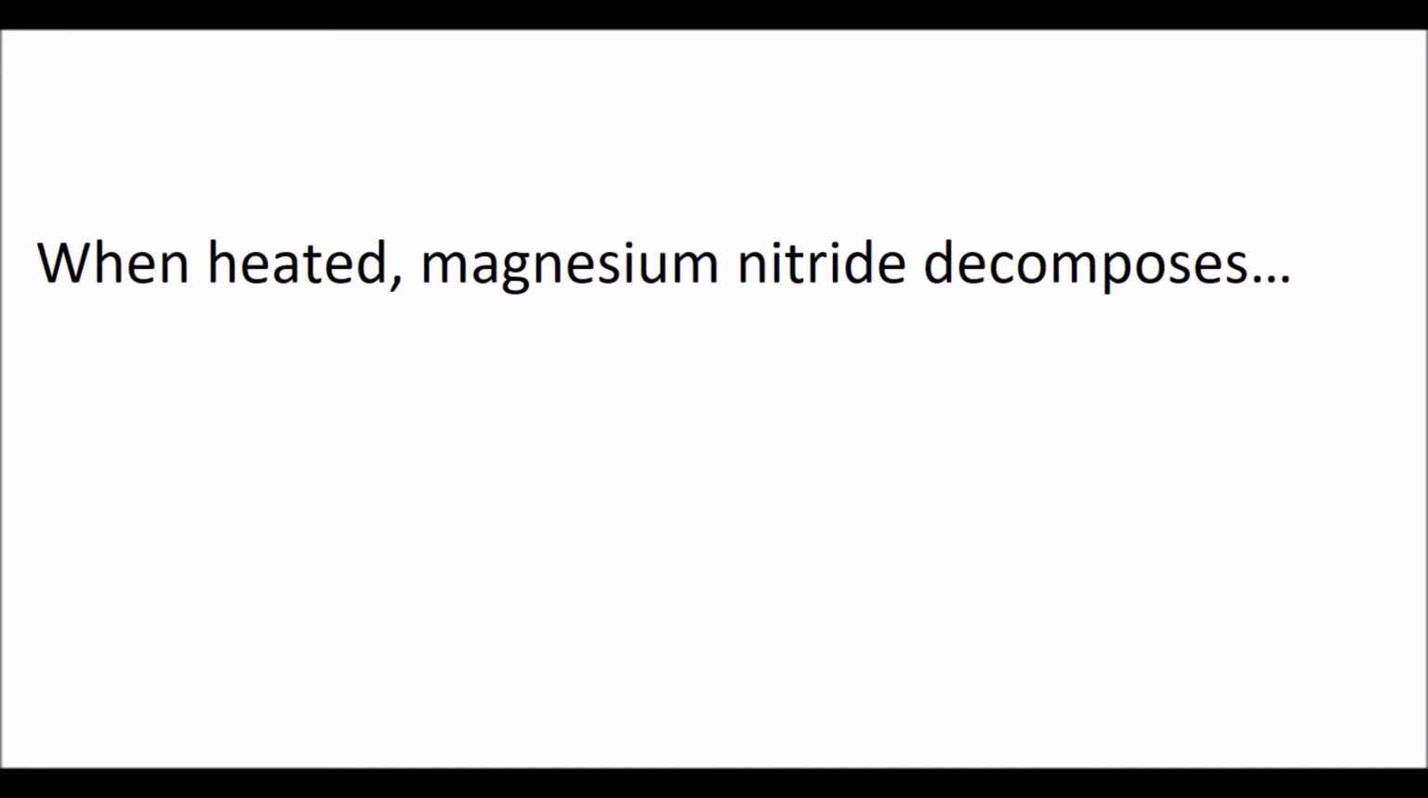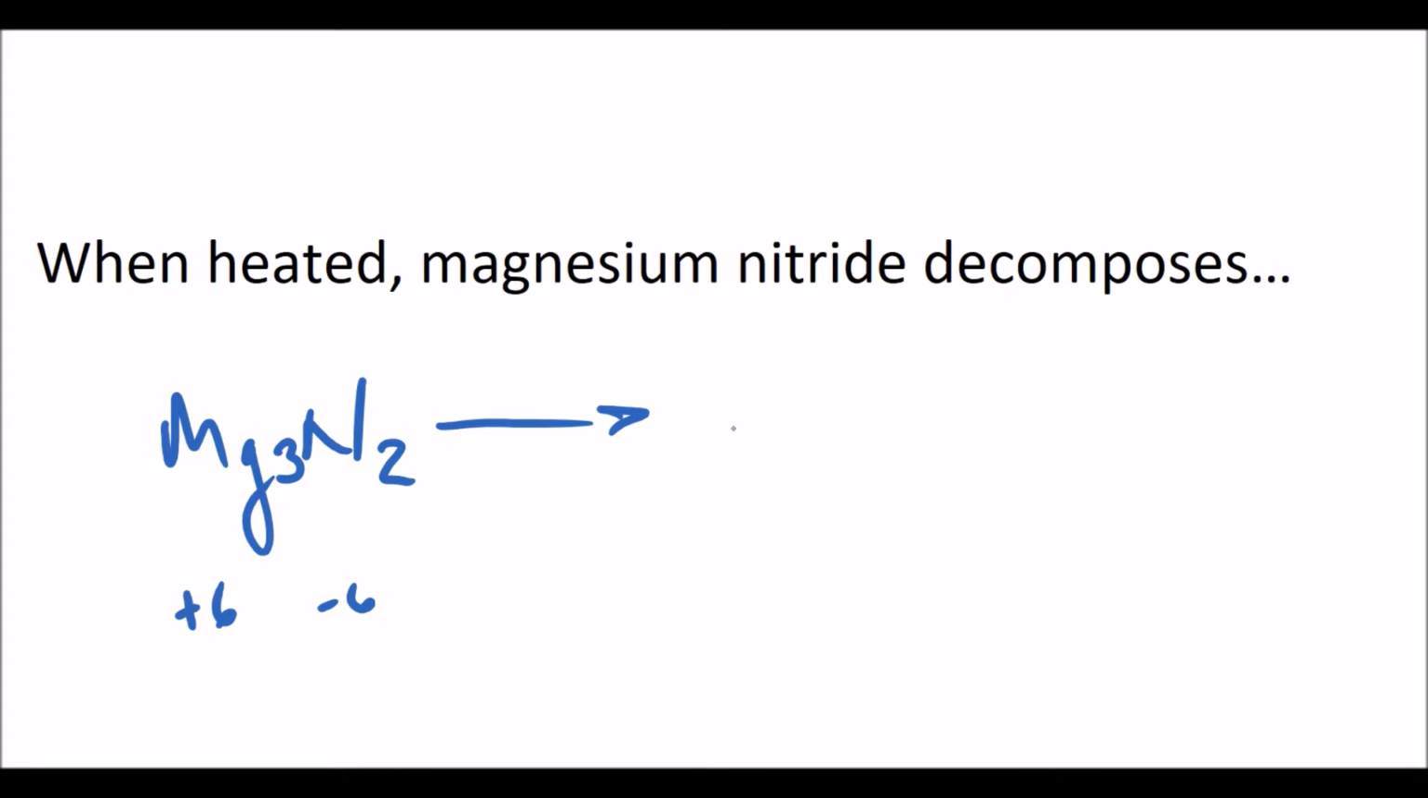Our third reaction reads, when heated, magnesium nitride decomposes. Magnesium nitride. Magnesium has a charge of +2, nitride -3, so we'll want 2 nitride ions and 3 magnesium ions for a total charge of +6 and -6. That decomposes into solid magnesium and into nitrogen, which is diatomic. Finally, we need to balance the equation.